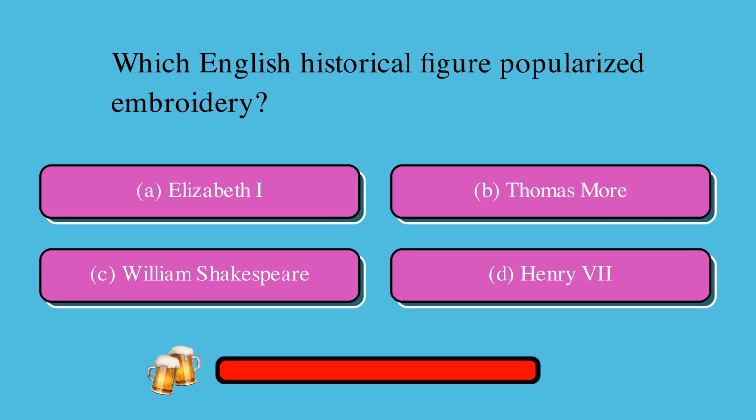Which English historical figure popularized embroidery? Is it A, Elizabeth I, B, Thomas More, C, William Shakespeare, or D, Henry VII? The correct answer is A, Elizabeth I.